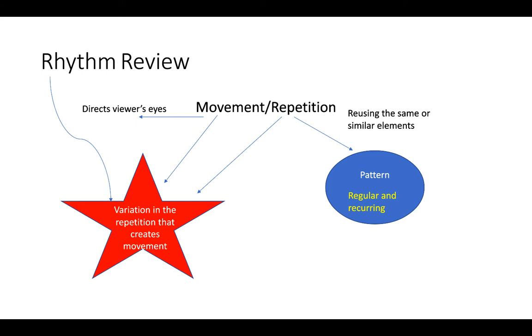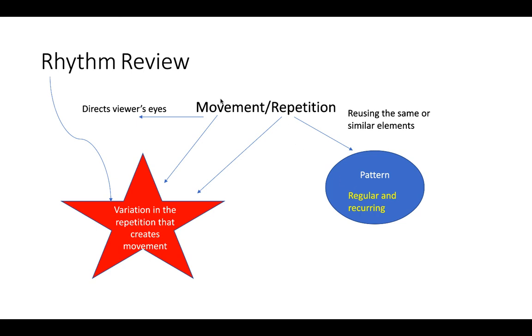The repetition rhythm. Rhythm's definition is the repetition of elements to create visual movements. Repetition is just the reoccurrence of elements that further break down into rhythm and pattern. When you reuse the same or similar elements, it creates a pattern. Pattern is regular, reoccurring, and very predictable.